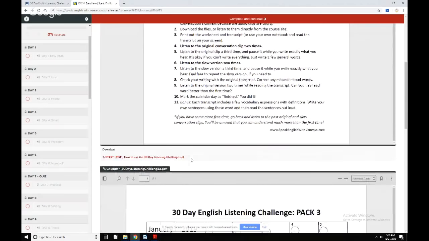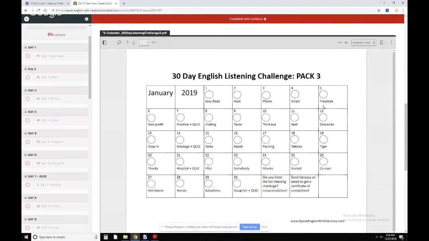The next thing you'll find on this page is a calendar. Each time in the listening challenge, I've made this calendar so that each day when you finish, you can check, check, check.